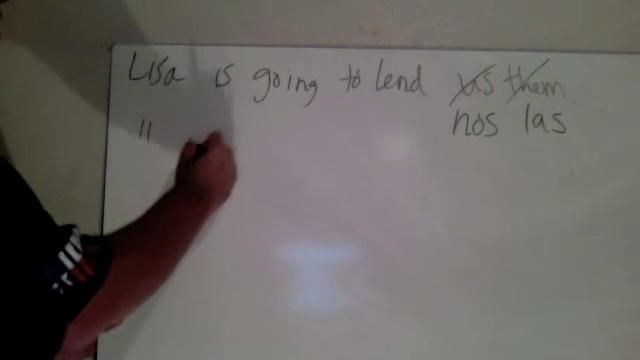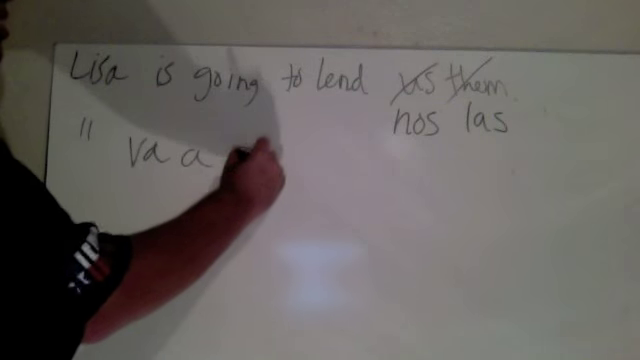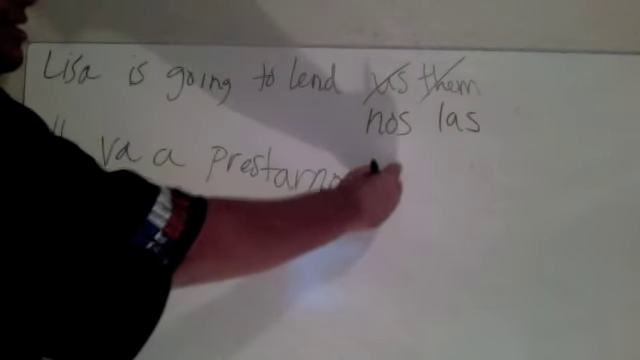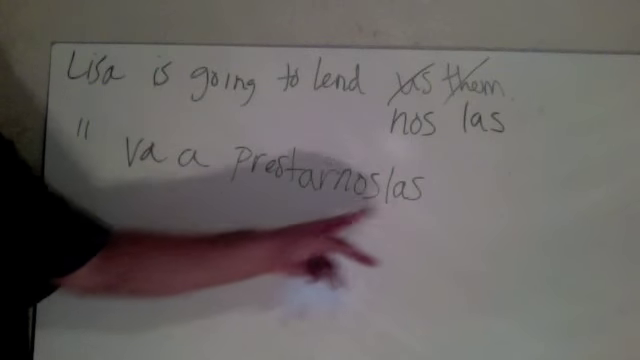Here's our next sentence. In the future, Lisa is going to lend us them. Them is still las películas. So what's our direct object? Las. Our indirect object is still nos, to us. Let's translate this without the pronouns. Lisa va a prestar. Now let's attach this. Let's not put it before. Let's attach it. Which one goes first? Nos. Followed by las.